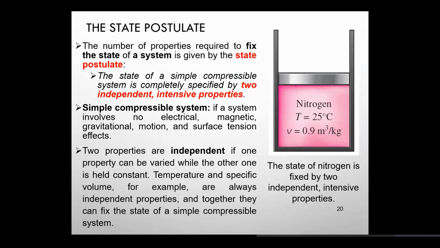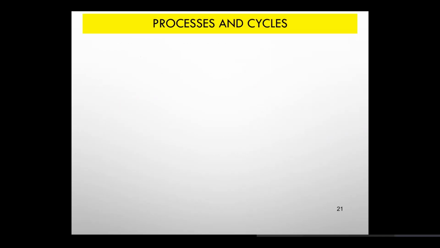So far, we had discussed the state postulate, and we said that the states of the system can be defined by two independent intensive properties. Now, once you know that, we'll be moving on towards the understanding of the term process. A process is what any system undergoes from one equilibrium state to another equilibrium state. That means that the states are changing now.